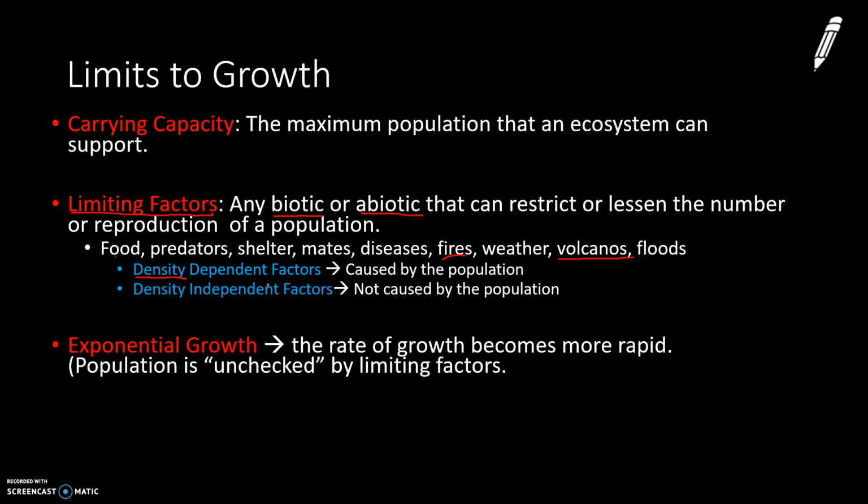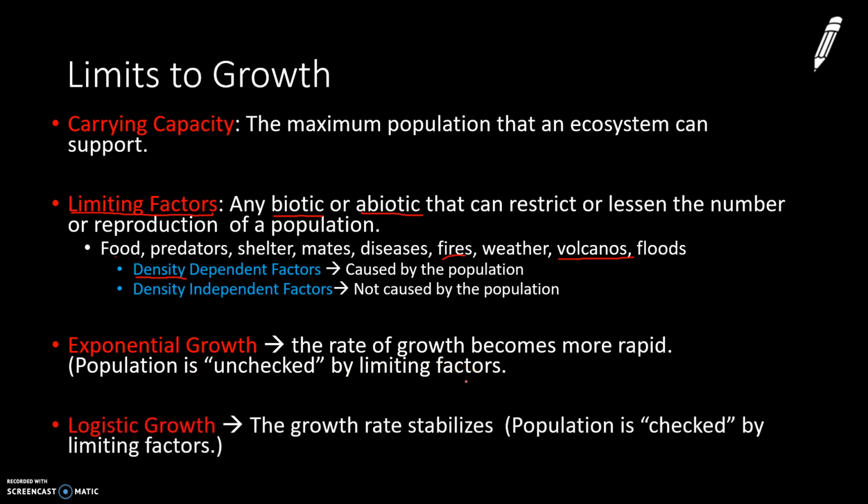Now we have two patterns of growth. We have exponential growth, and that is the rate of growth. As it grows, it becomes more and more and more rapid. When we see this, it means that the population is unchecked by limiting factors. You guys will see an example of that in just a moment.